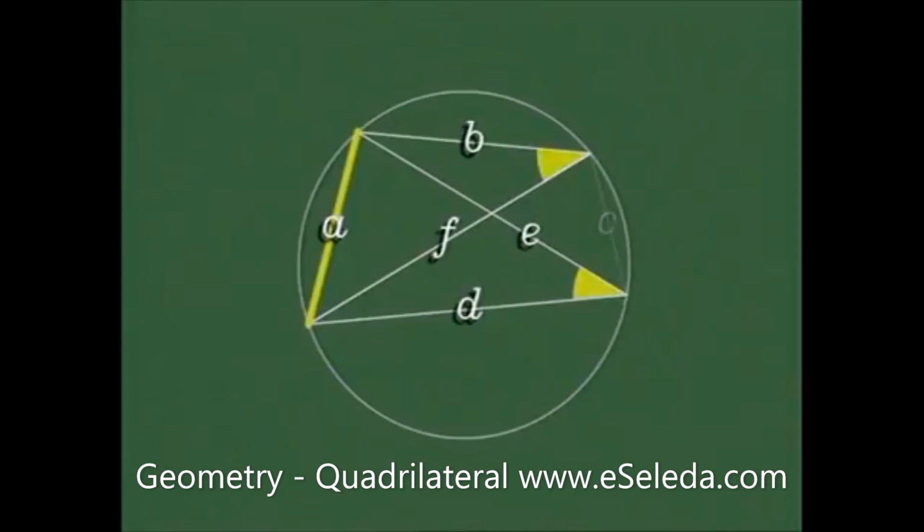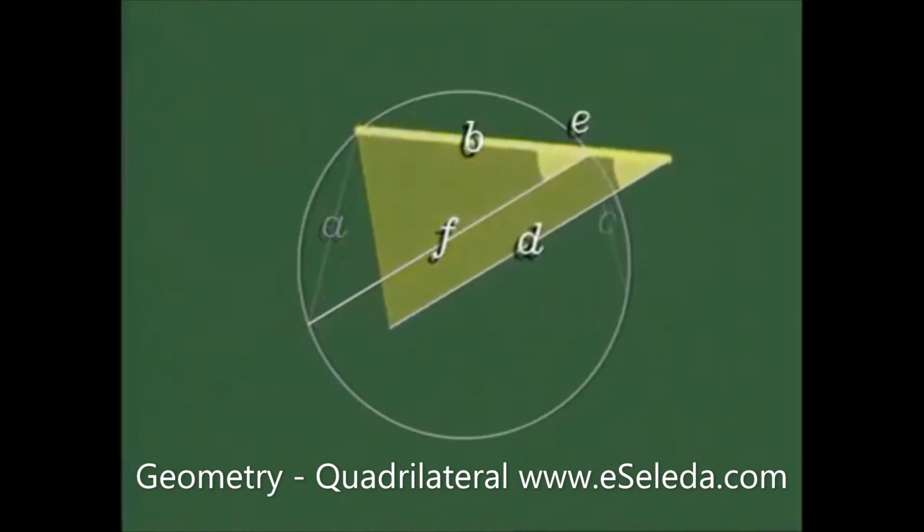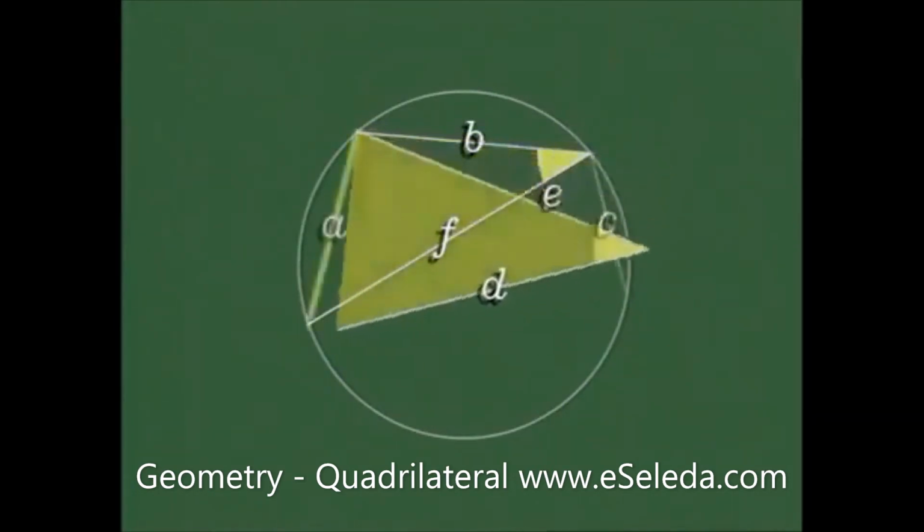These two angles are equal because they cut off the same chord. Rotate this triangle until this diagonal of length E lies along this edge of length B. The two shaded triangles are similar.